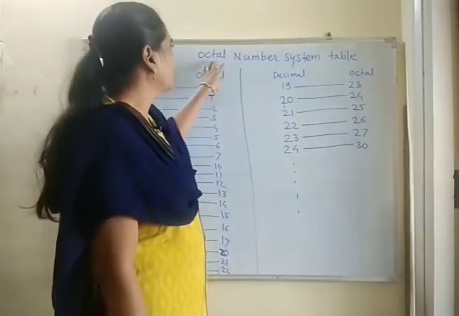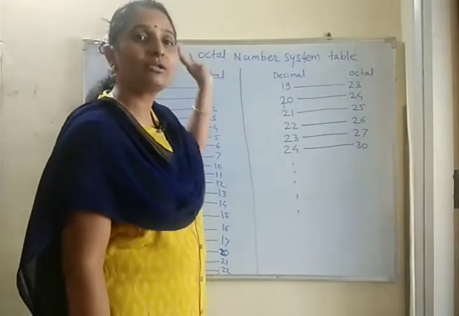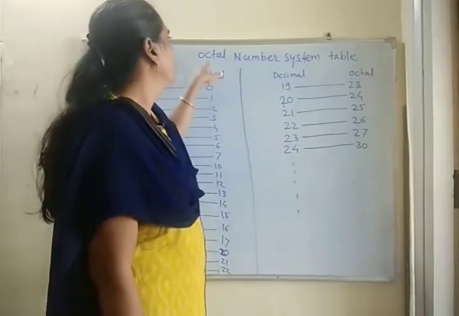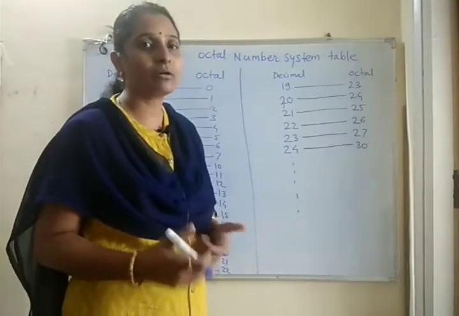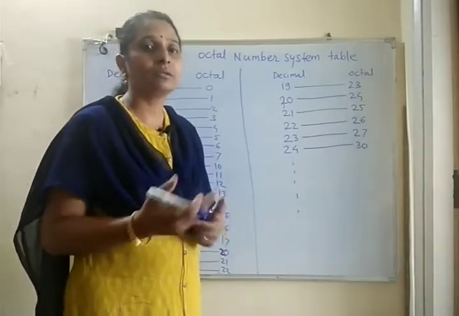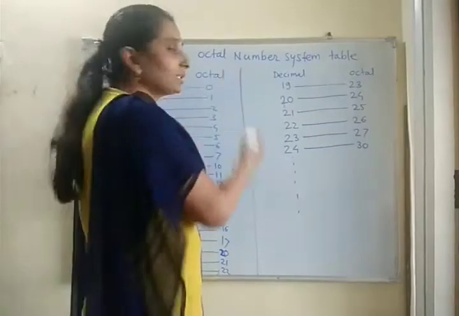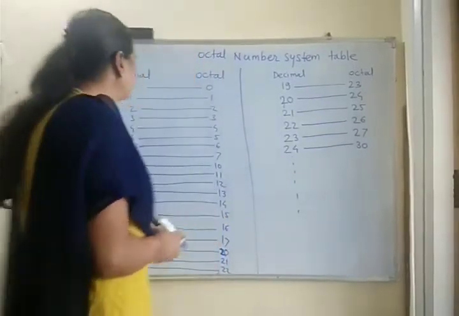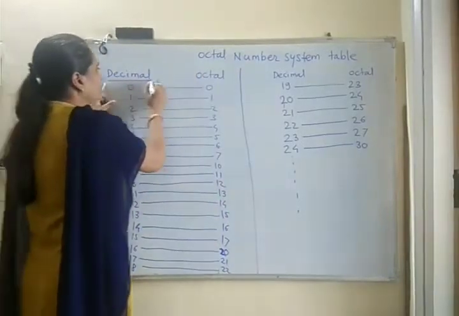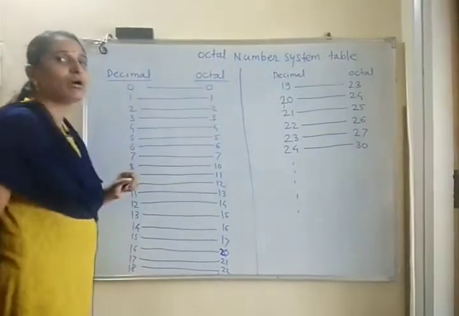In the last lecture I completed decimal to octal conversion. Now we are going to start the octal number system table, how to create the octal number system without any conversion, without any division method. Here this one is our decimal and this one is our octal number system.